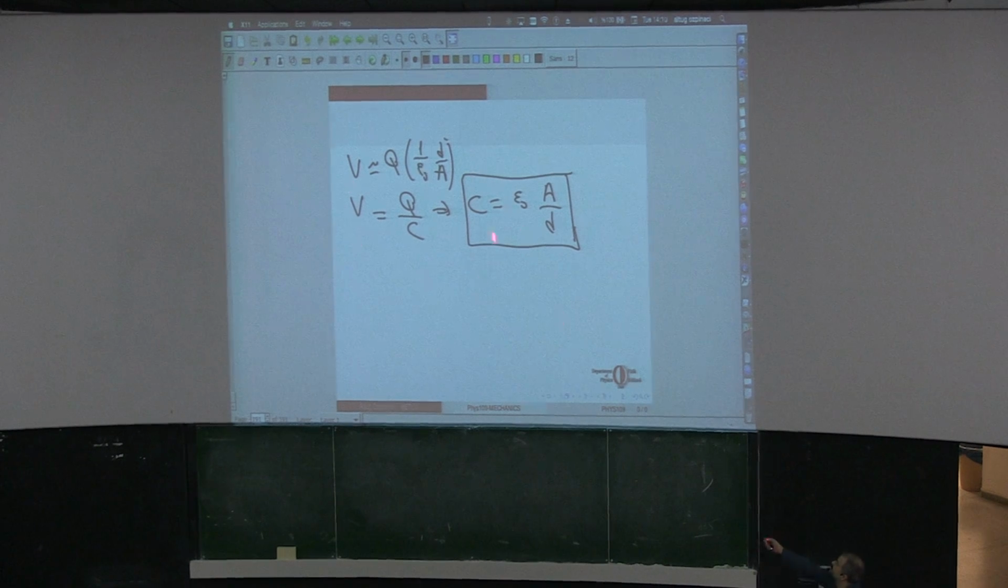Now, what does this tell me? How can we interpret this capacitance? If a system has a large capacitance, what does it really mean? If a system has a large capacitance, even if you put a very large charge on your system, it will create a very small potential difference. A very small potential difference will mean that your system will create a small electric field.